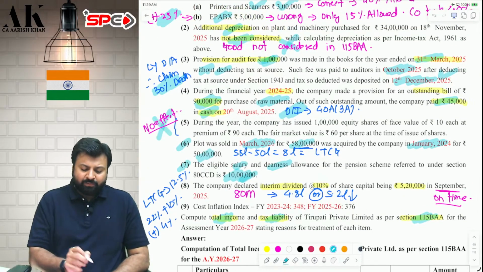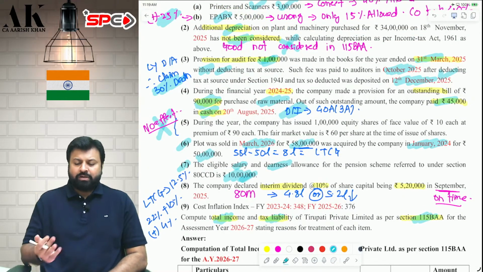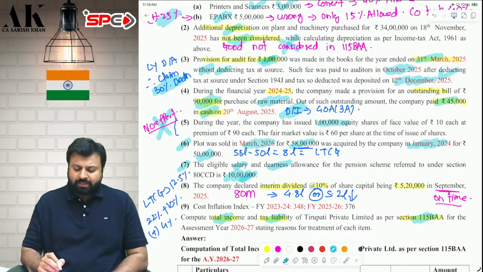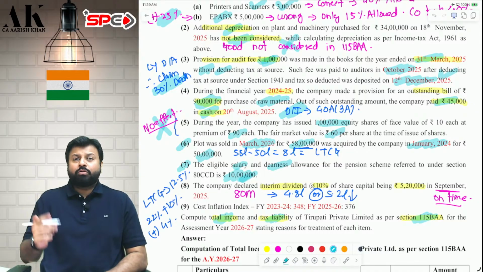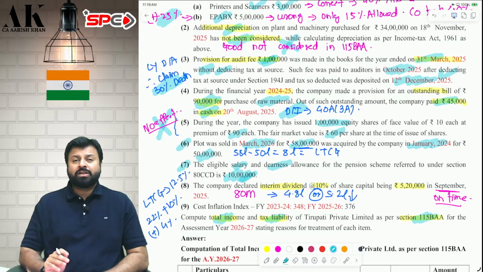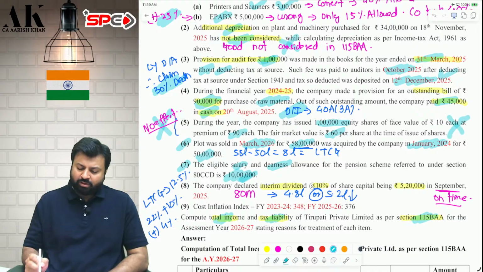Next adjustment is of no use to us. Earlier it was relevant, now it is not relevant. You are issuing some shares of 1 lakh rupees at rupees 90, whereas the fair market value is 60 rupees. Before 2024, there was a concept of angel taxation. At that time, it was relevant. Now it is not relevant, so ignore that.